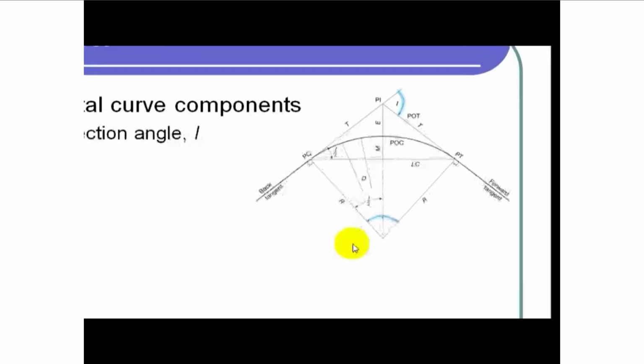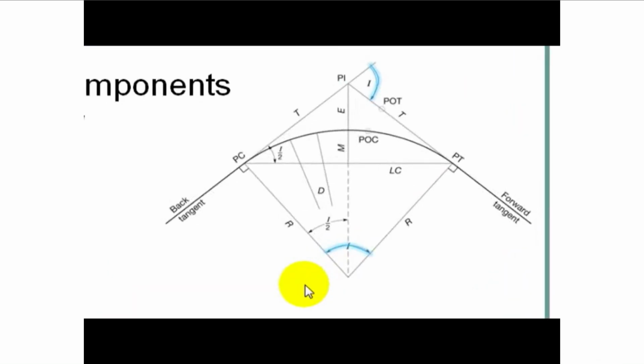Curve components themselves. Part of the curve is the intersection angle. The intersection angle is actually designed when you lay out the alignments for the curve, and it is basically the angle between, at the PI, the back tangent and the forward tangent. The length is, of course, just the arc length of the curve from the PC, the point of curvature, to the point of tangency.